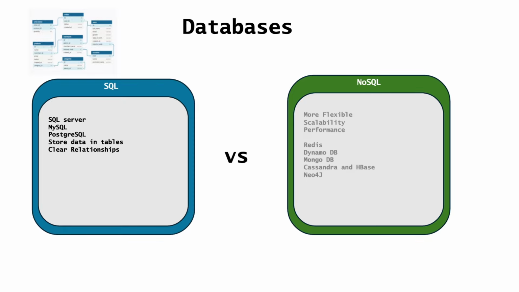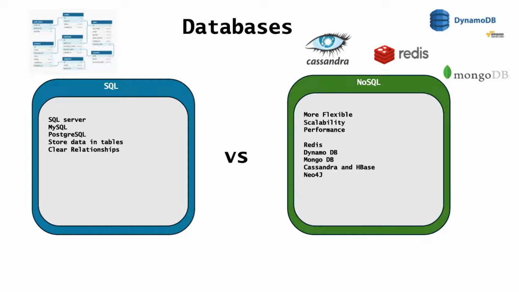NoSQL databases, on the other hand, are more flexible. They were built for scalability and performance when dealing with unstructured or rapidly changing data. NoSQL isn't one single type. It's a family that includes key value stores like Redis or DynamoDB, perfect for caching or fast lookups. Document databases like MongoDB, great for storing JSON-like data structures that evolve over time. Column databases like Cassandra or HBase, optimized for analytics and handling huge volumes of data. Graph databases like Neo4j, designed to model relationships like social networks or recommendation engines.